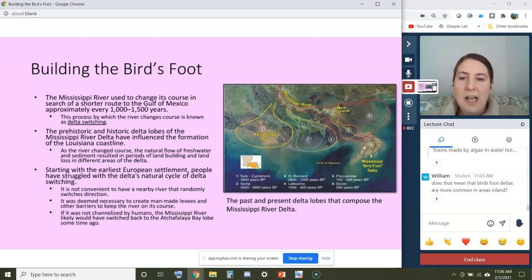So these prehistoric and historic delta lobes of the Mississippi River Delta have influenced the formation of the Louisiana coastline. A lot of the land that formed in some of the earlier lobes, like in Atchafalaya Bay, has disappeared over time as the river changed its course and stopped delivering sediment to those areas. But you have other areas where a lot of land has built up. Like, for instance, the whole Birdfoot Delta did not used to be land at all. It used to be part of the Gulf of Mexico. So as the river changed its course, you have the natural flow of freshwater and sediment resulting in periods of land building and land loss in different areas of the delta that ultimately formed what we know as the Louisiana coastline.